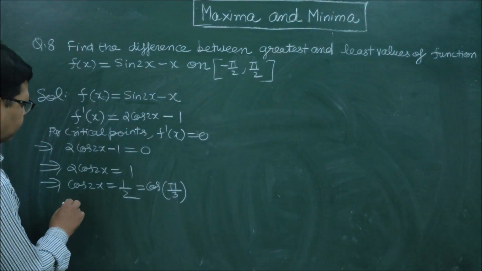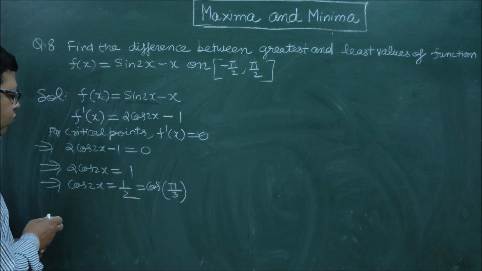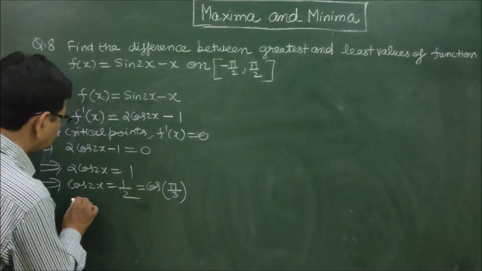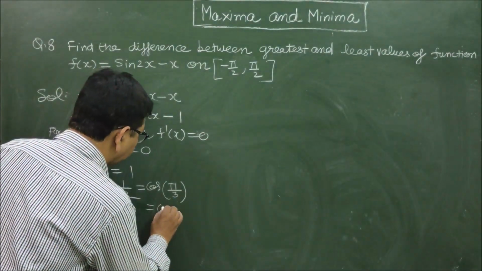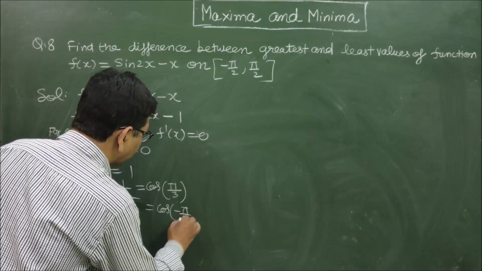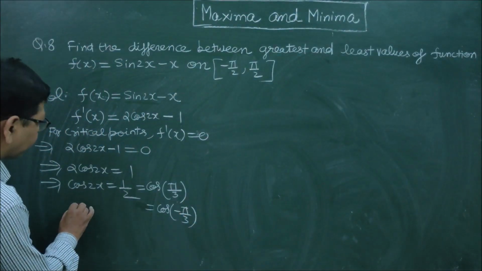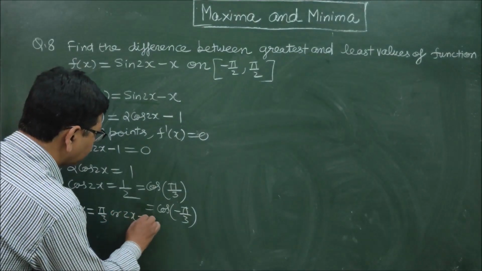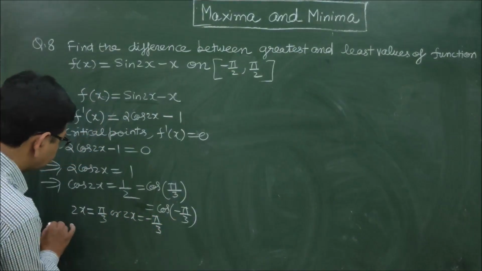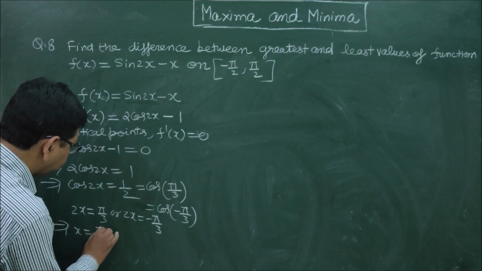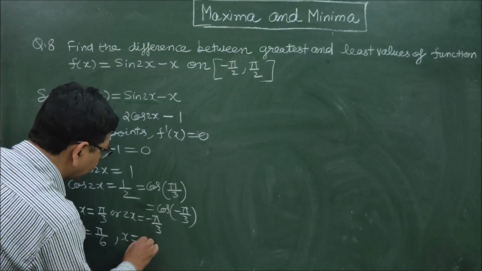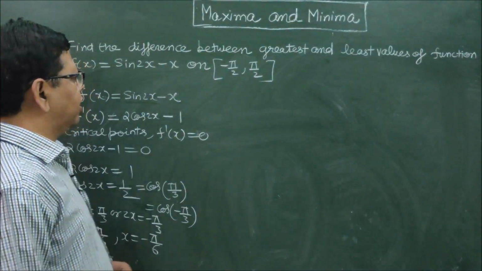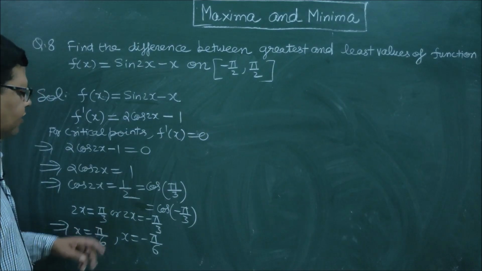And this gives cos of pi by 3 is equal to 1 by 2, and at the same time cos of minus pi by 3 is also equal to 1 by 2. So 2x is equal to either pi by 3 or 2x is equal to minus pi by 3. So this gives the value of x is equal to pi upon 6, and the other value of x is equal to minus pi upon 6. Both are in this interval minus pi by 2 to pi by 2. So these are the critical points.